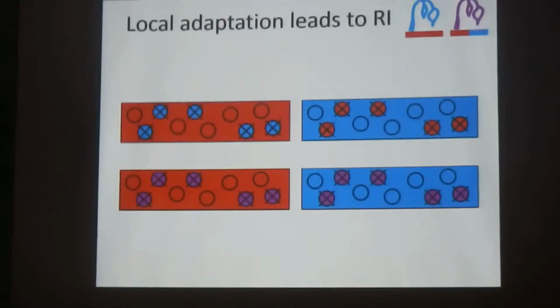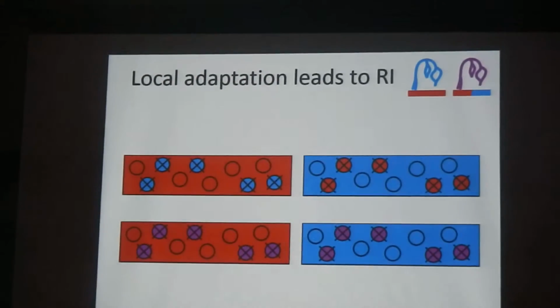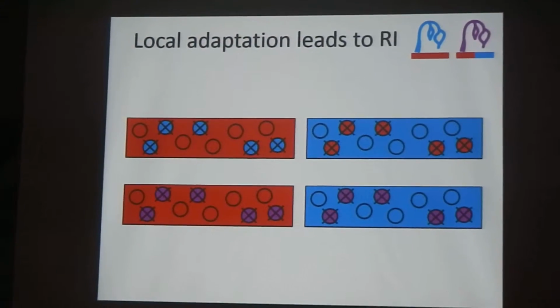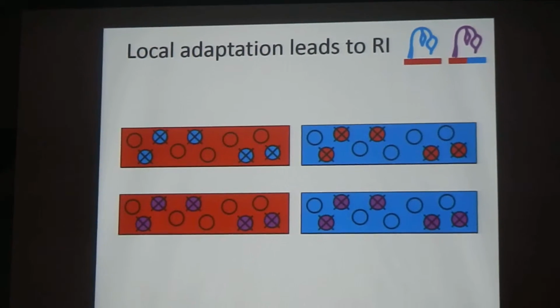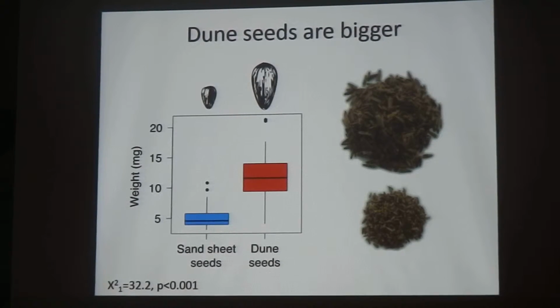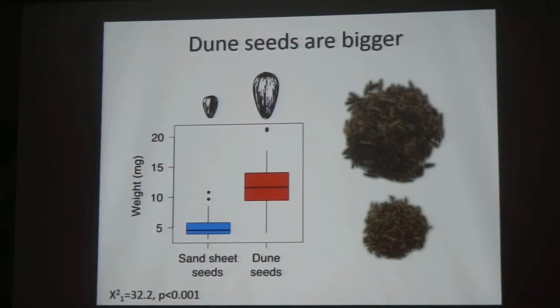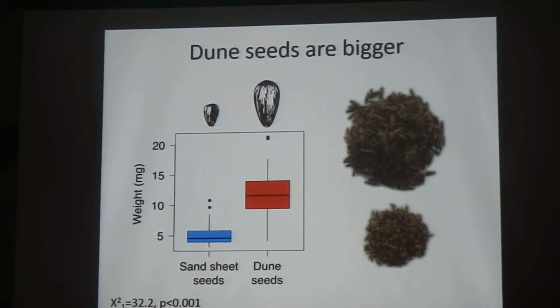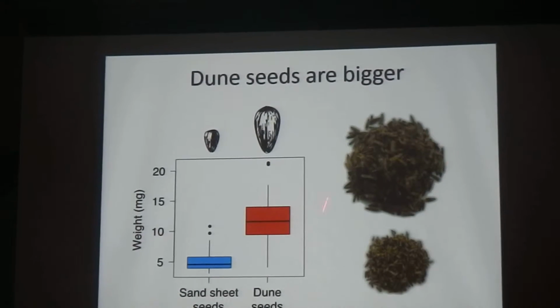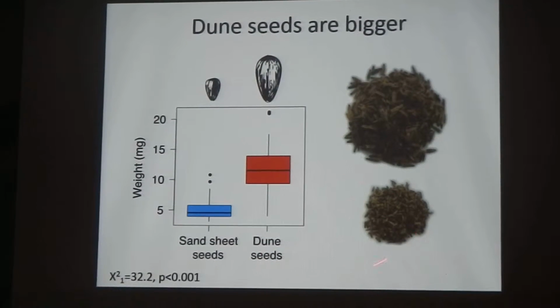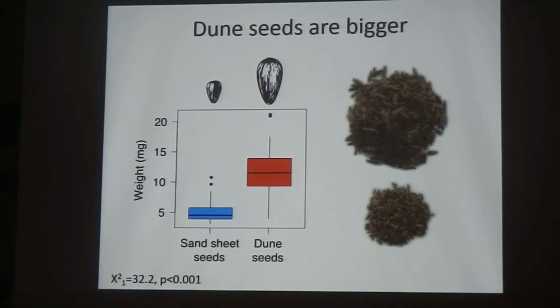And in this case, it's great because we think we have a trait that is under divergent selection in the 2 environments that might be causing this, and that is seed size. Dune seeds in this system are about 3 times heavier than sand sheet seeds. Here I'm showing 1,000 seeds from one dune plant and 1,000 seeds from one sand sheet plant, so the difference is pretty noticeable.